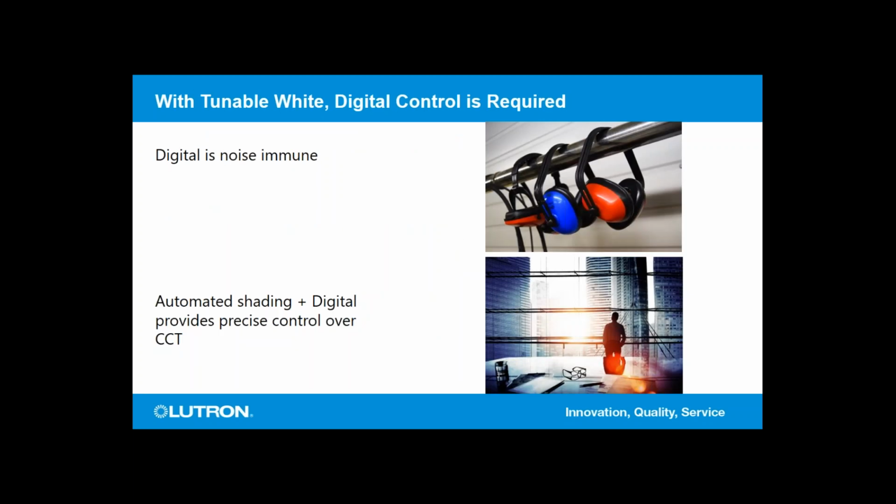The other benefit with digital is it's noise immune. So if you have a 0 to 10 volt run running next to some noisy, phase control wiring in the building, and an elevator turns on or something, you could see your color temperature and even your intensity, for that matter, start to move around a little bit, or temporarily change or shift to a different color temperature because of that interference. With digital protocols, you don't have that same concern.